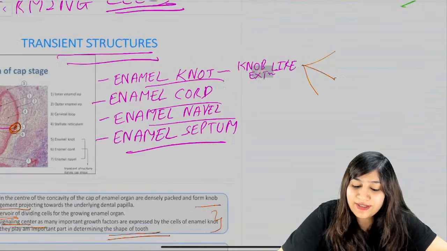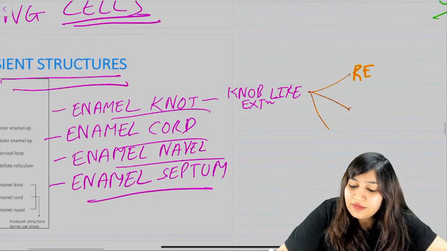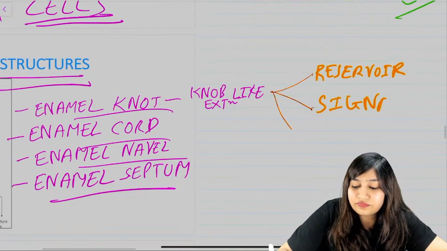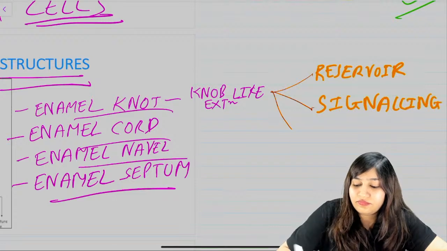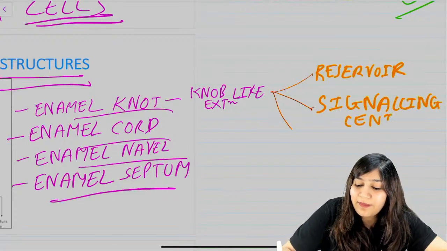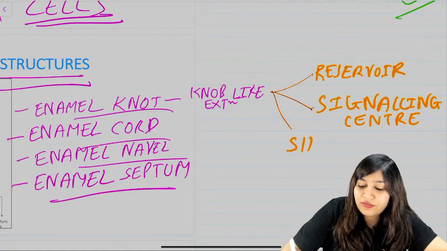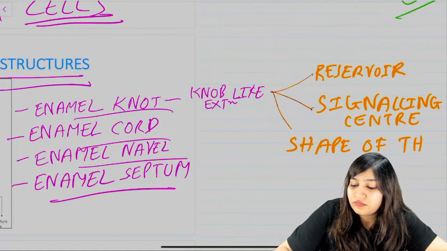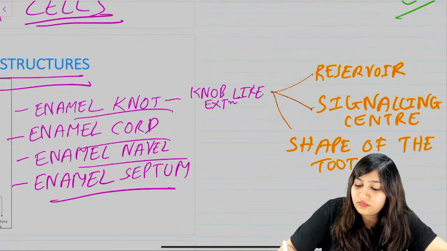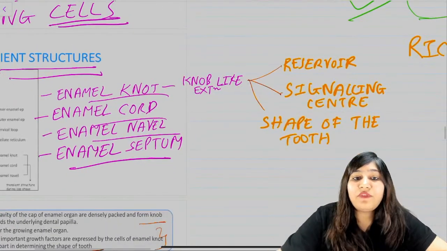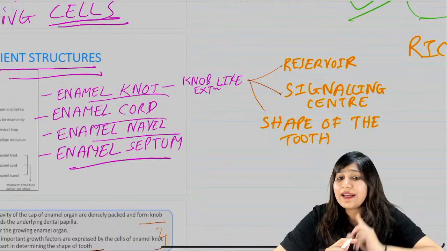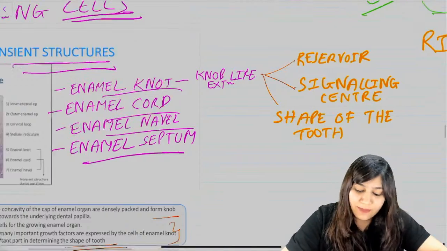Which are the 3 functions? Reservoir of dividing cells, signaling center, and it determines the shape of the tooth, shape of the cusp or shape of the tooth. So we have three functions of enamel knot. It acts as a reservoir of dividing cells, it acts as a signaling center, and it determines the shape of the tooth.